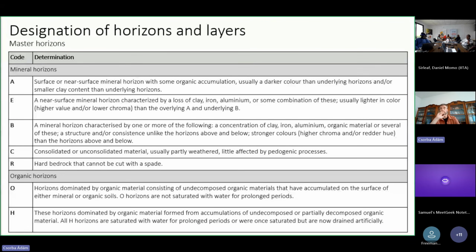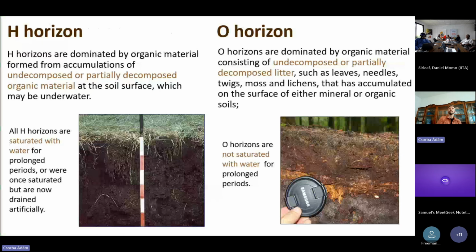The mineral horizons are horizons in the soil that are built up mostly of mineral particles, like 95% mineral particles, and the organic horizons are horizons in the soil that consist mostly of undecomposed organic matter. Let's check them one by one. Let's start with the organic horizons. We have two types of organic horizons, the H horizon and the O horizon. The common property of both horizons is that they are dominated by undecomposed or just partially decomposed organic material.